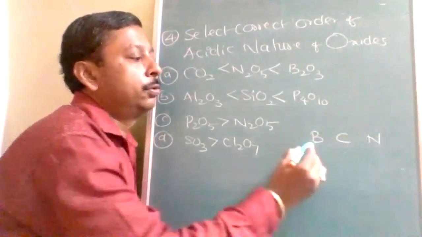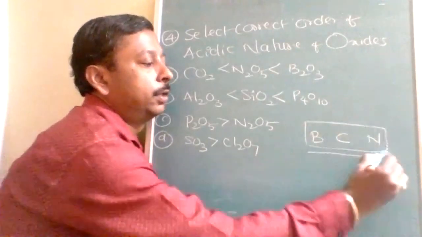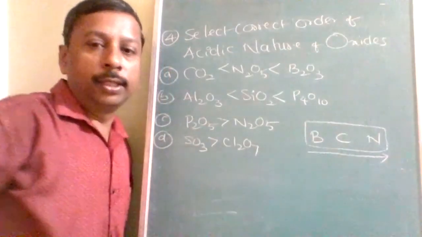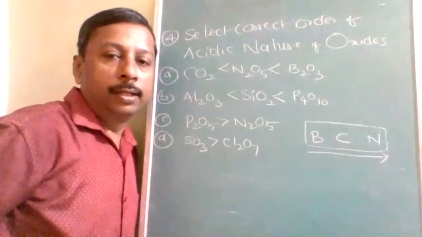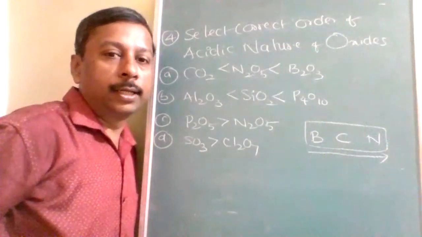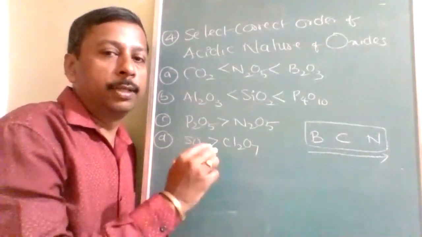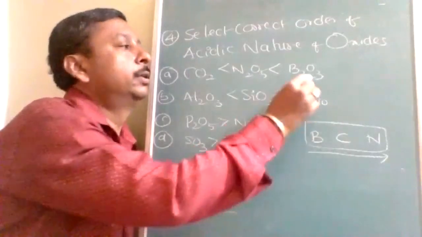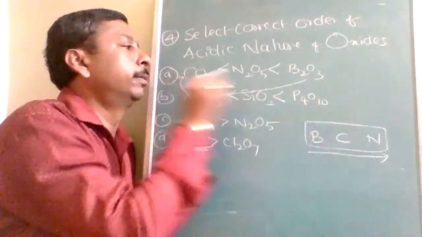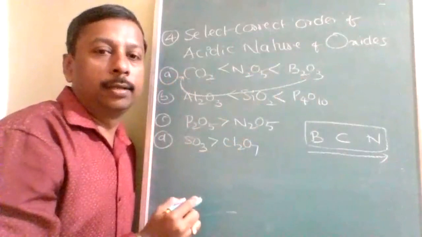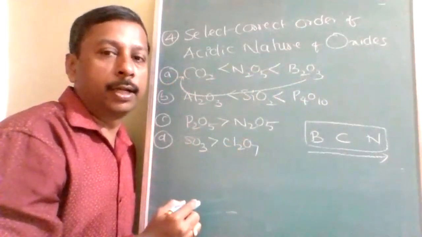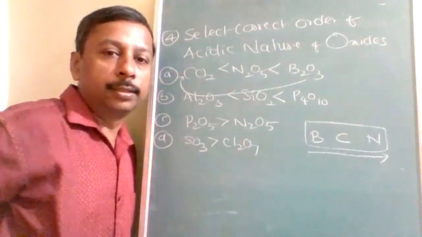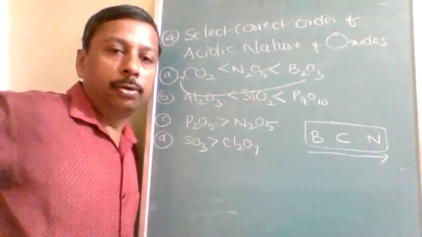So from left to right, acidic strength increases due to the increase in electronegativity. This should be the correct answer. But the problem is with what? Boron is supposed to be here, but it went that side. Like this, you have to identify. Understood? The correct order will be B2O3 less than CO2 less than N2O5.